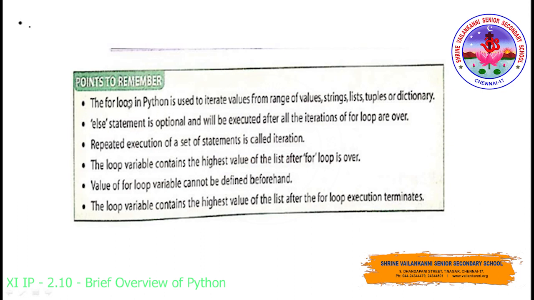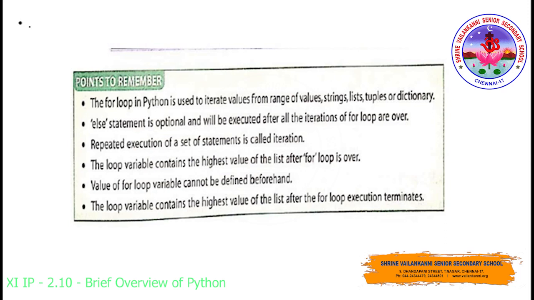Now some points to remember regarding the for loop. Let us see the points we have to remember especially when making use of the for loop. The for loop in Python is used to iterate over a range of values, strings, lists, tuples, and or dictionaries. These are the values which you can give inside the for loop as a sequence. An else statement, as I have told you, is completely optional, and repeated execution of statements you will also call iteration or loop.